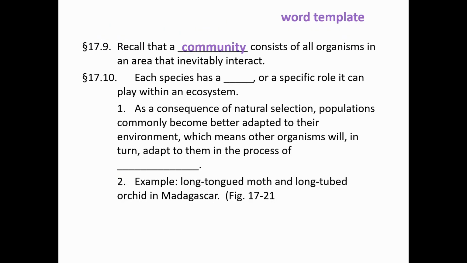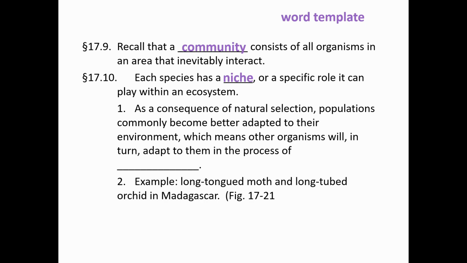So if you remember, a community has all of the organisms in an area that will interact together. And that every species has a niche. Basically, a niche is a specific role that that species plays within an ecosystem. So something like being a predator, or maybe fulfilling a certain role living in a certain environment, being a predator for a certain species, those would be different niches.